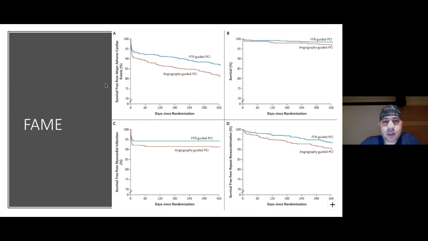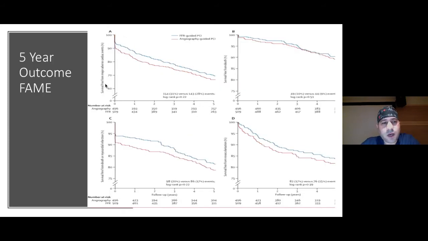FAME 1 came afterwards, looking at the same population. It was about 1,000 patients looking at FFR-guided PCI versus angiogram-guided PCI. This is the 1-year outcome data of FAME, showing that FFR-guided PCI was superior to angiogram-guided PCI in terms of MACE afterwards. The 5-year outcome of FAME was similar to the first-year outcome, and it showed that FFR-guided PCI versus angiogram-guided PCI was superior as a strategy.